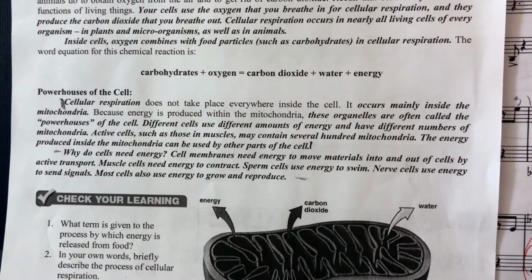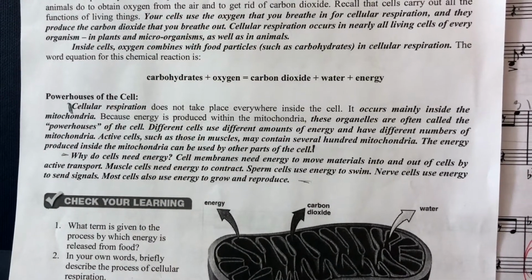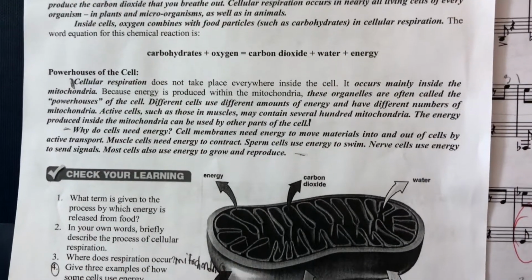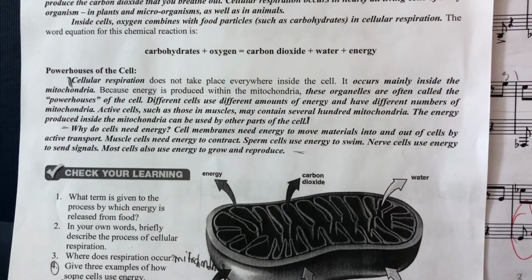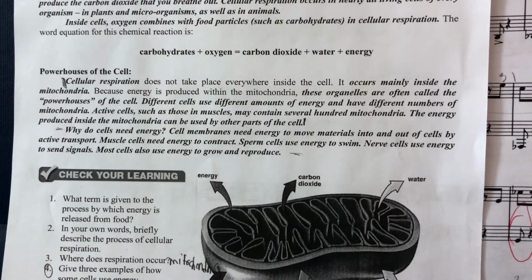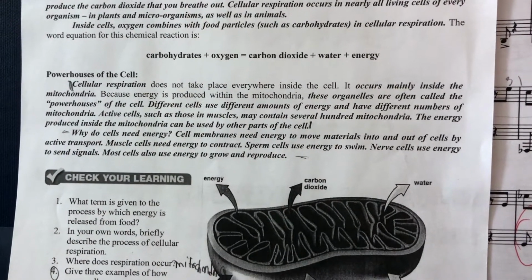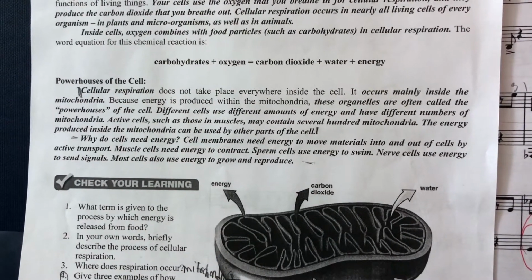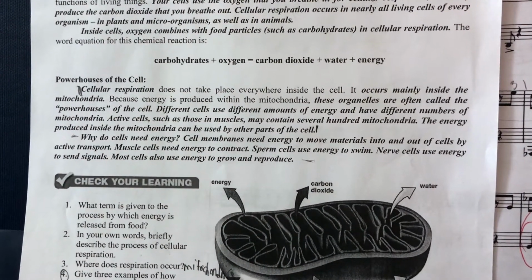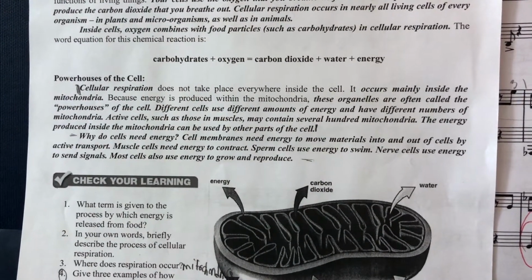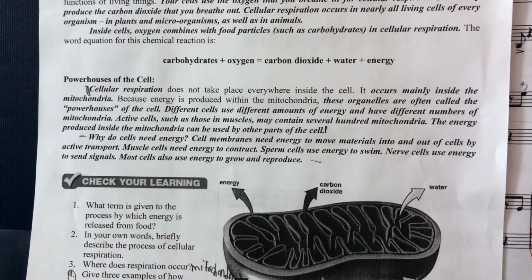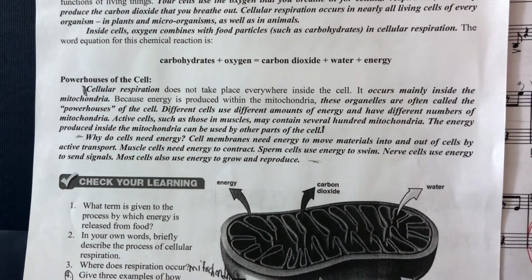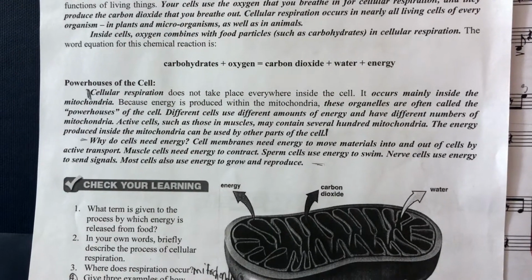Powerhouses of the cell. Cellular respiration does not take place everywhere inside the cell. It occurs mainly inside the mitochondria because energy is produced within the mitochondria. These organelles are often called the powerhouses of the cell. Different cells use different amounts of energy and have different numbers of mitochondria. Active cells, such as those in muscles, may contain several hundred mitochondria. The energy produced inside the mitochondria can be used by other parts of the cell.